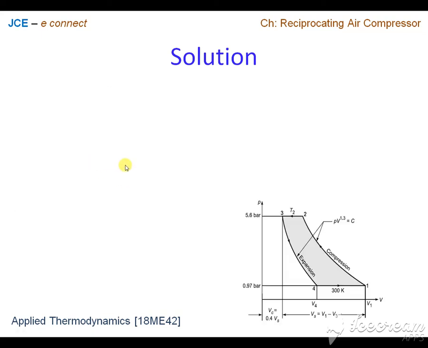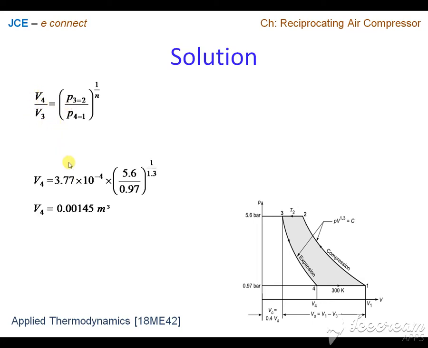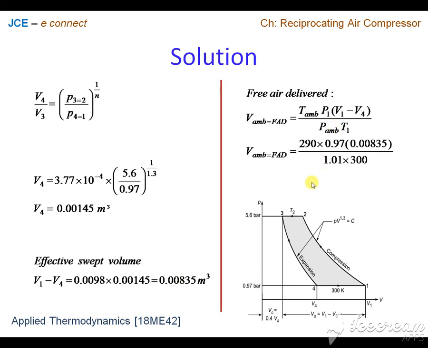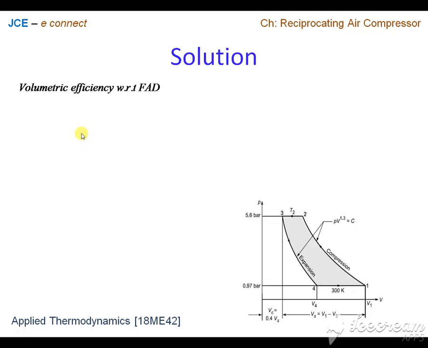Moving further, we have the equation here in place. Rearrange the equation and calculate the value of V4. Other parameters are known to us, therefore V4 comes to 0.00145 m³, and using V1 and V4 we can express the effective swept volume. Plugging in the values, we get V1 minus V4 as shown here. These values can be plugged into the free air delivery equation, and therefore we get free air delivery as 0.00775 m³ per cycle.